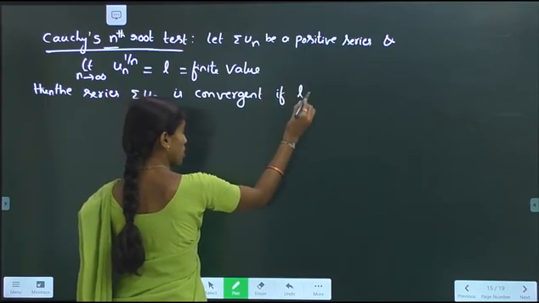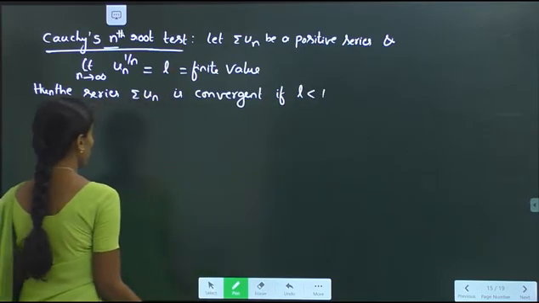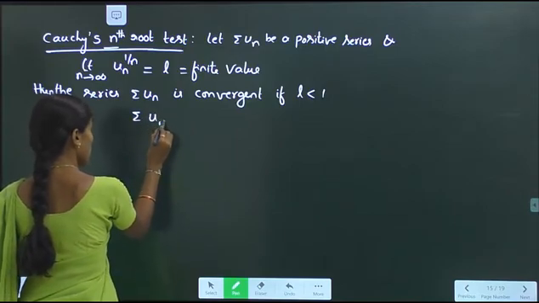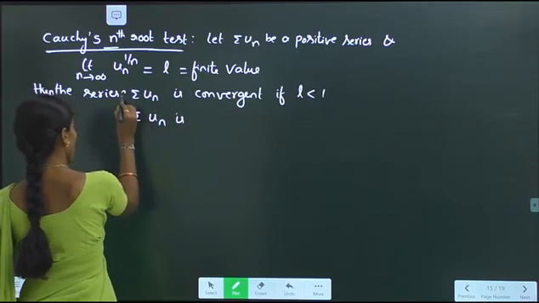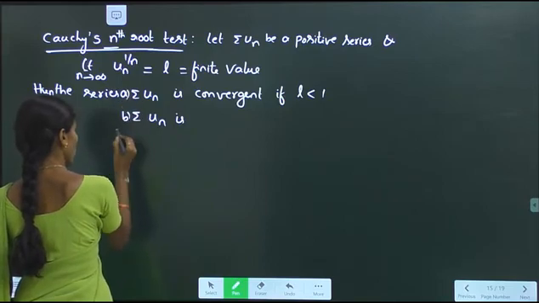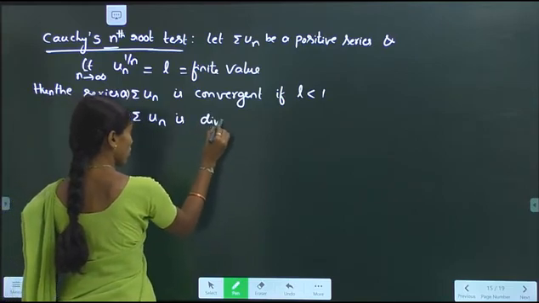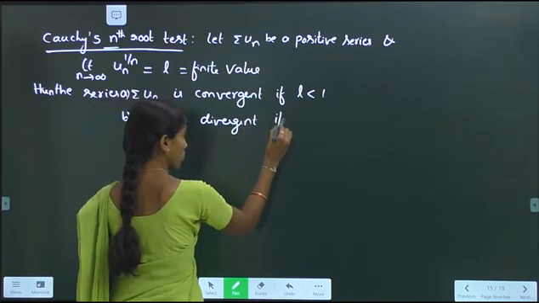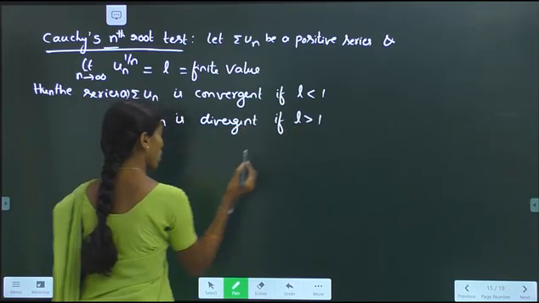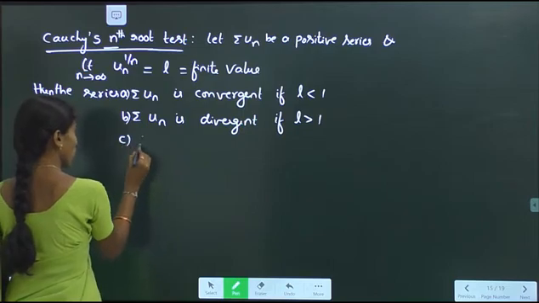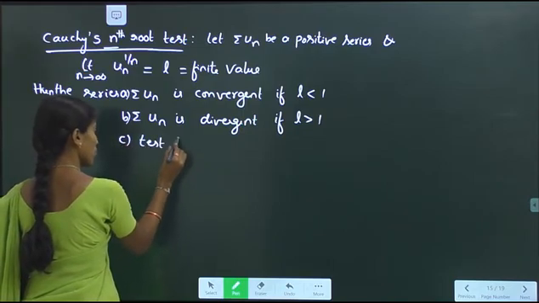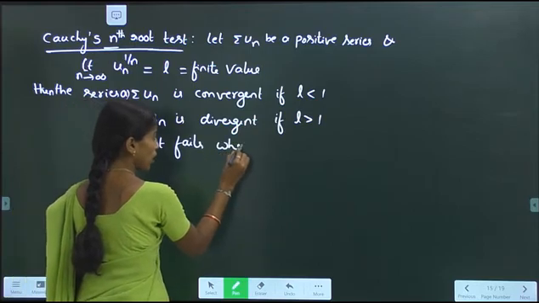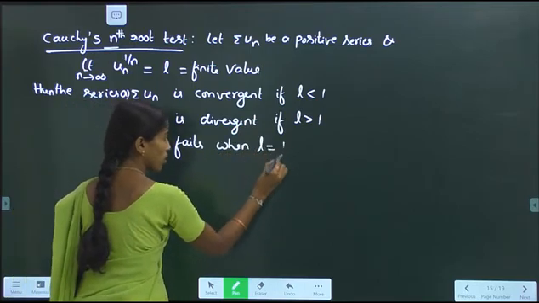if L less than 1, sigma un is divergent if L greater than 1, test fails when L is equal to 1, right?